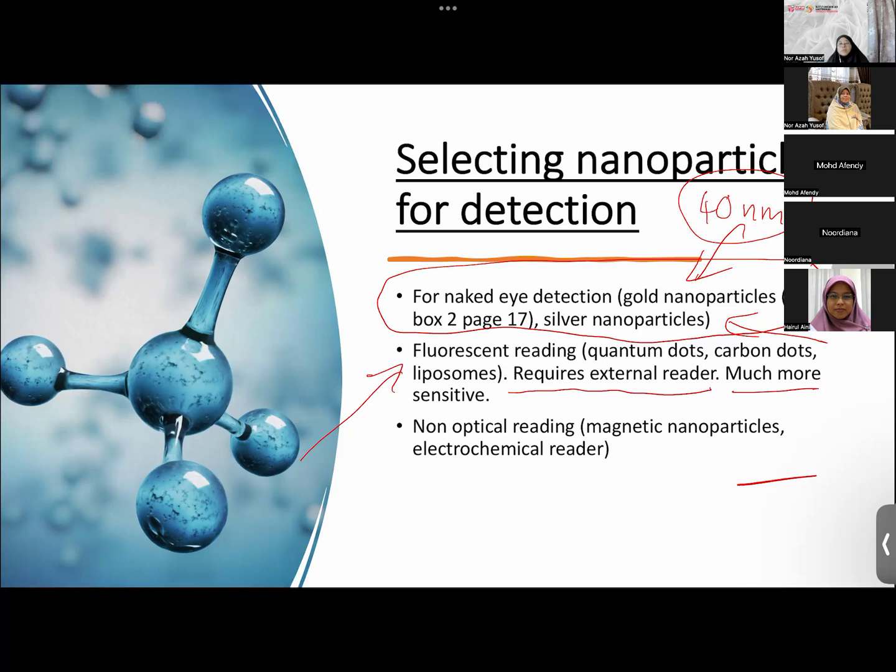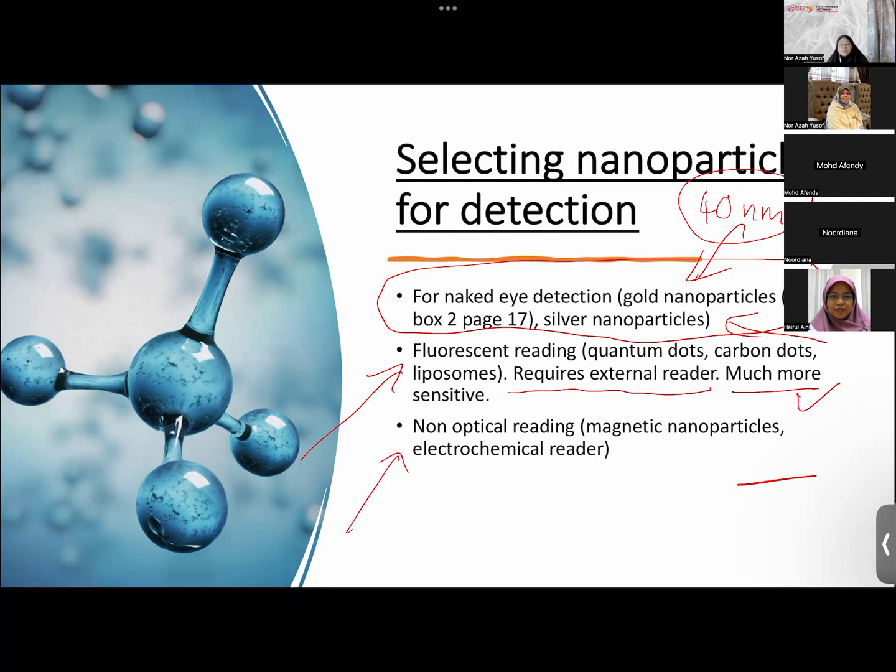However, this is much more sensitive because, according to the fluorescent theory, fluorescent is much more sensitive compared to the UV-visible technique. So naked eye is in the visible region, whereas fluorescent is much more sensitive. Of course, if you choose quantum dots, carbon dots or any fluorescent materials, you have to think about the external or additional parts, especially the UV lamp, and you might have to use some reader. But of course, it is much more sensitive.